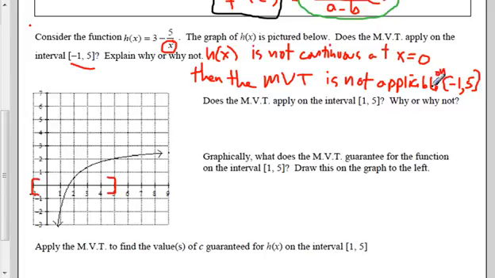Right on -1 to +5. Okay, so again, first thing is it has to be continuous. From -1 to 5, it's not continuous.